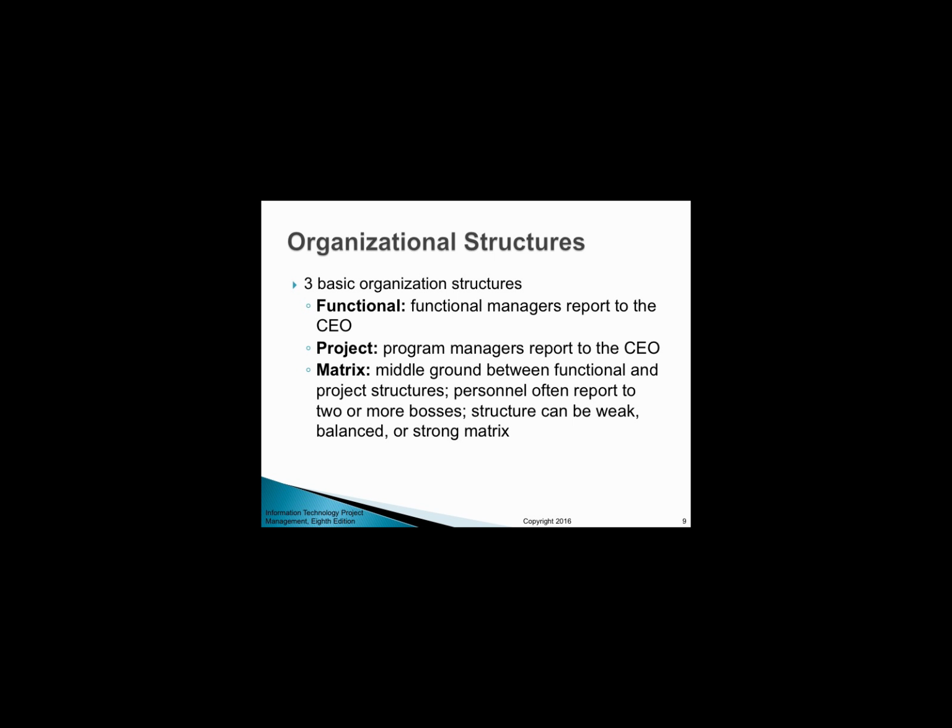Organizational structures. There are three basic organization structures: functional, where functional managers report to the CEO; project, where program managers report to the CEO; and matrix, a middle ground between functional and project structures. Personnel often report to two or more bosses. The structure can be weak, balanced, or strong matrix.